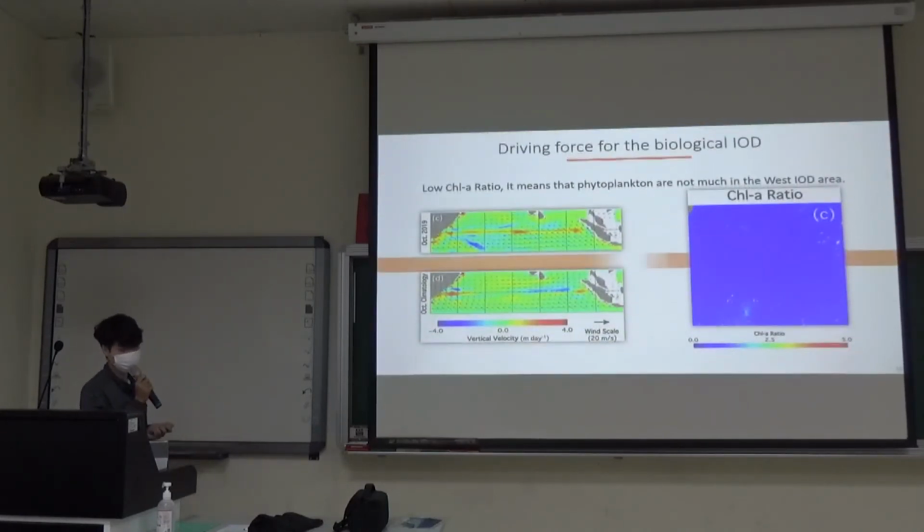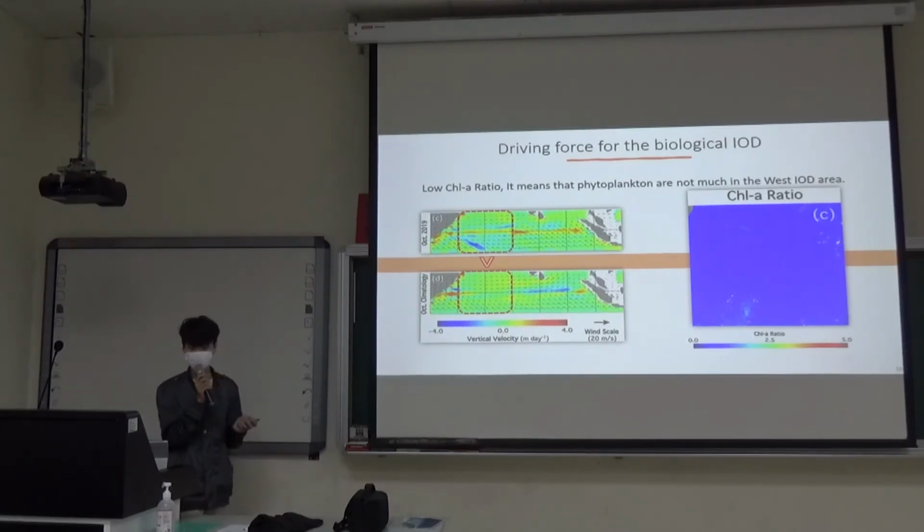However, in the western IOD region, the downwelling in September and October 2019 indicated that during the positive IOD, the thermocline became deeper, which may lead to a lack of substances needed for phytoplankton growth, resulting in a lower chlorophyll A concentration.